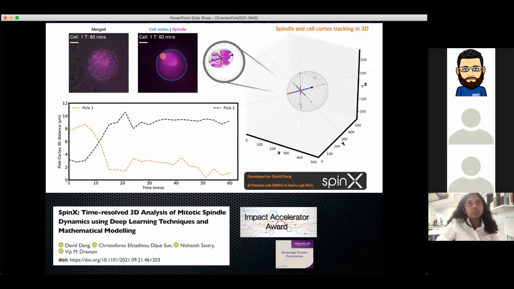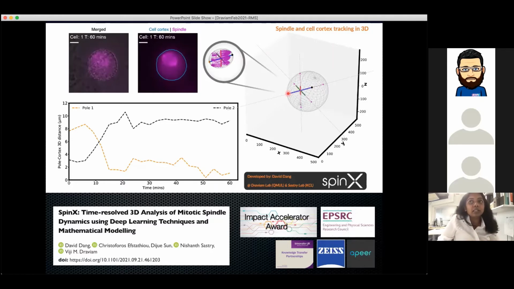partly because we already had these high resolution movies that helped us build the software, but also because the key part is the mathematical modeling, which allowed us to say how the spindle poles should be connected in a mitotic spindle. So we are now working with Zeiss to transfer this knowledge into their image analysis online platform called APEER. It will become very soon available for everyone who wants to look at dividing cells.